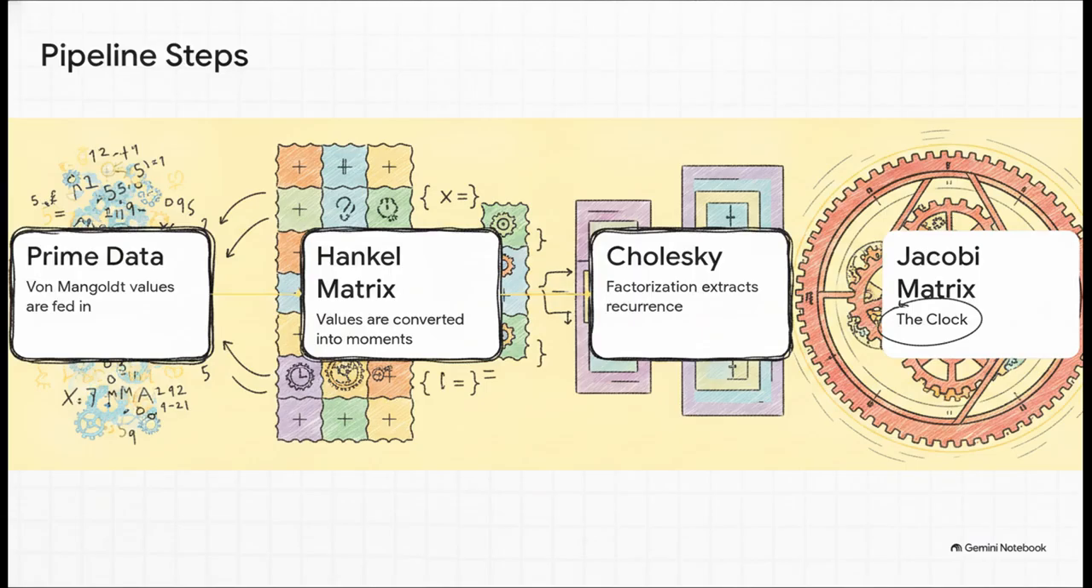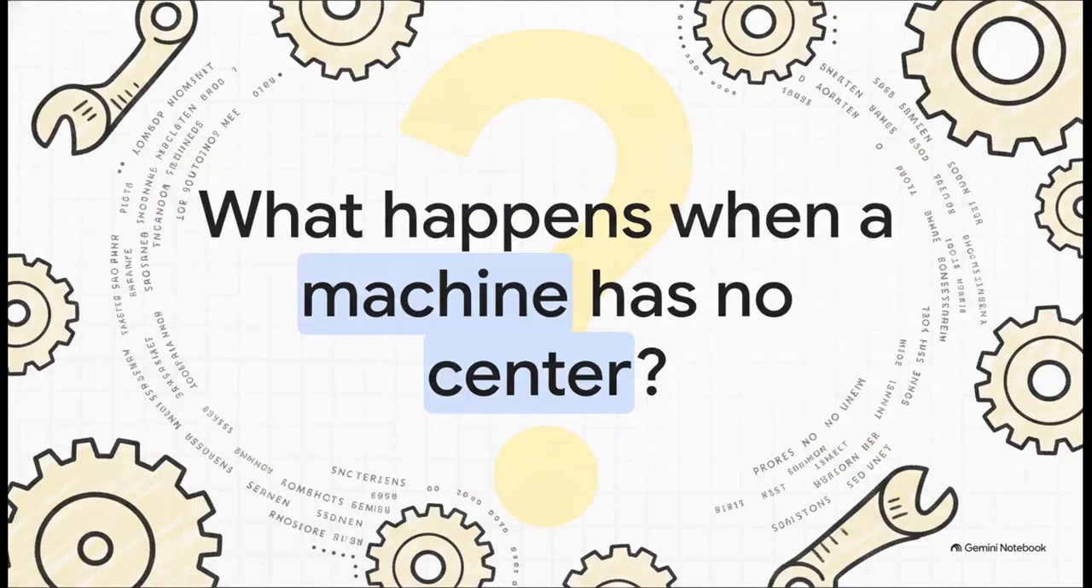It's basically this mathematical gear system compiled entirely from our prime data. It's a literal physical translation from raw arithmetic into a structured oscillating clock. But this brings us to what is probably the strangest, most fascinating feature of this reverse-engineered hardware. Think about this for a second. What happens when a machine has no center? If you build a physical mechanism where the central axis is just missing, what does the machine actually do?